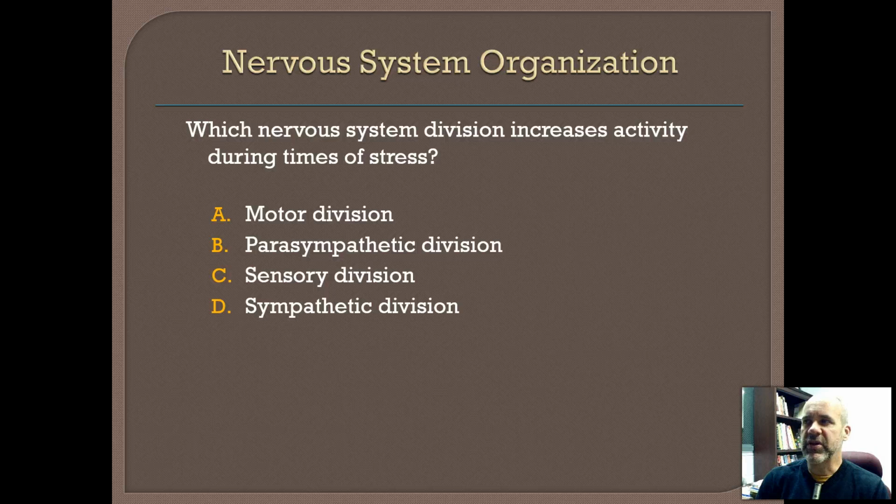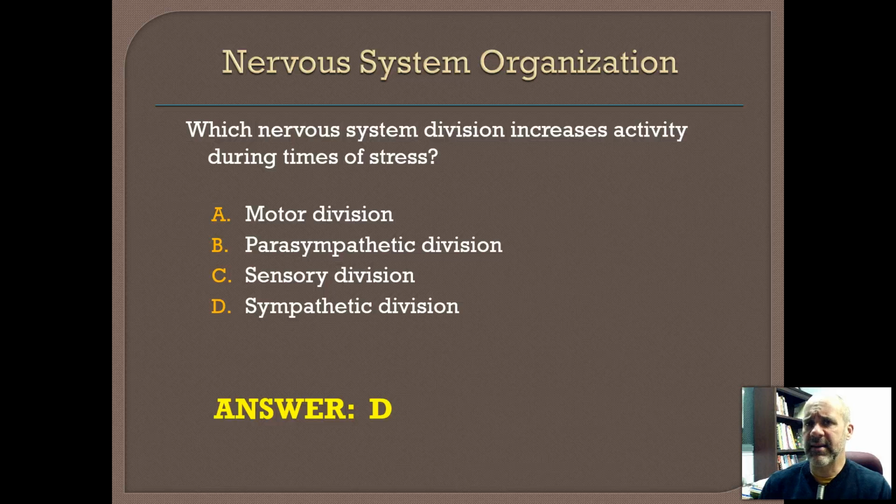Which nervous system division increases activity during times of stress? So we just talked about that. It's a branch of your autonomic nervous system, involuntary, and this branch increases during times of stress to help you get through stress or survival type situations. Hopefully you're thinking the sympathetic division. I know the terminology can be kind of weird. Sympathetic, parasympathetic, what in the world does that mean? But you just have to kind of memorize it.